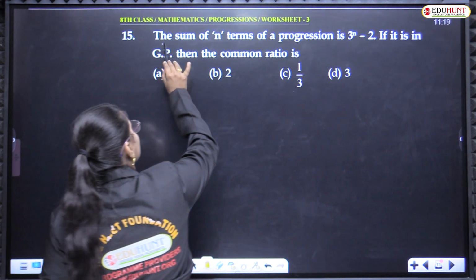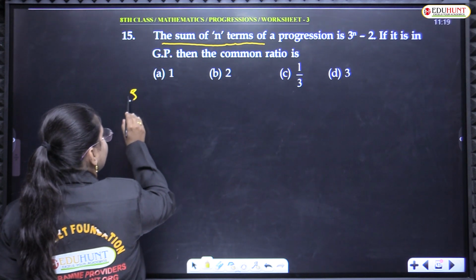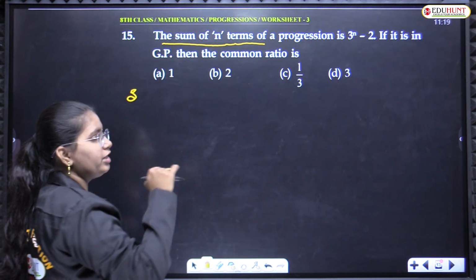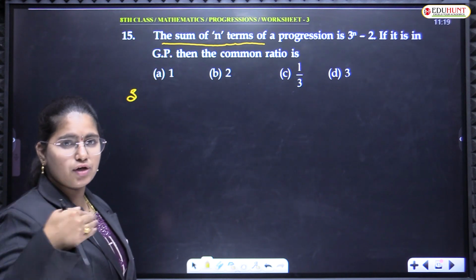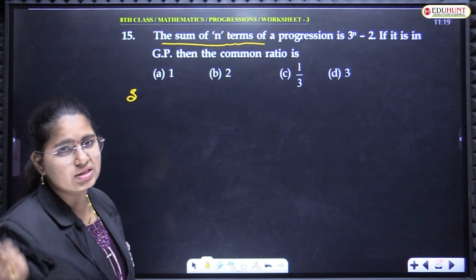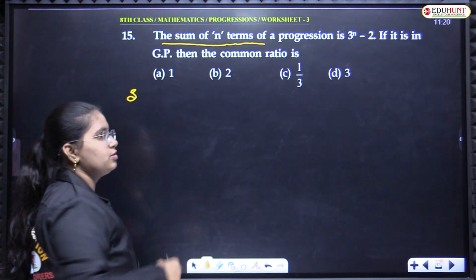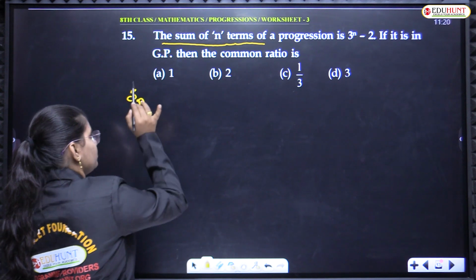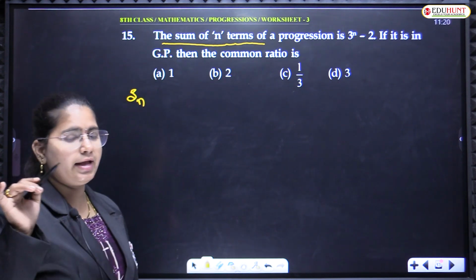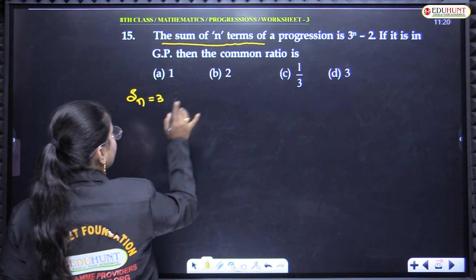First, we will break the question. The sum of n terms means how you will express sum, means S. Sum of n terms means it's a series. Do you remember? Whenever you are adding all the terms of a progression, that is called a series. That means you have to represent it with S. Sum of how many terms you are adding? N terms. Sum of n terms, Sn of a progression is, what have they given?